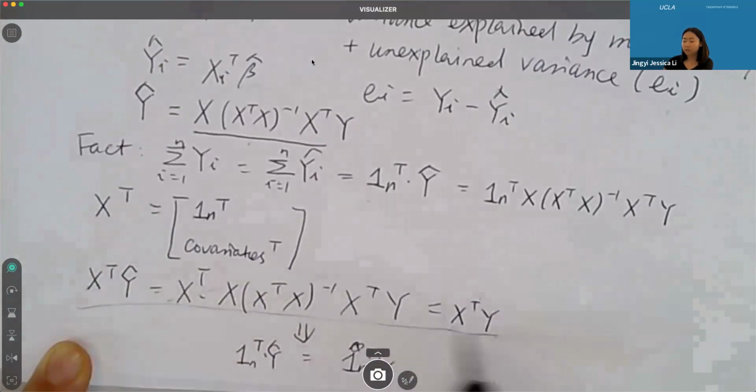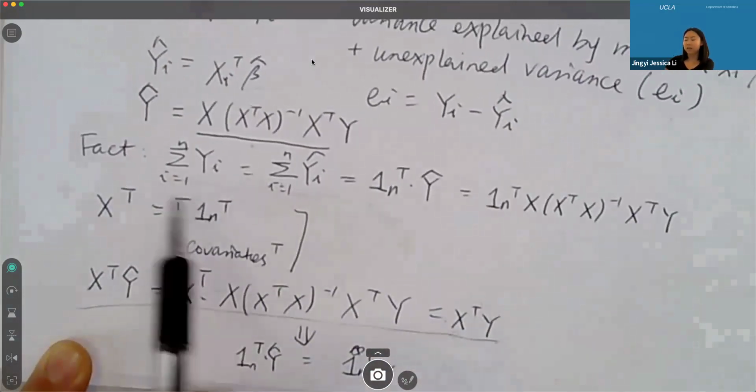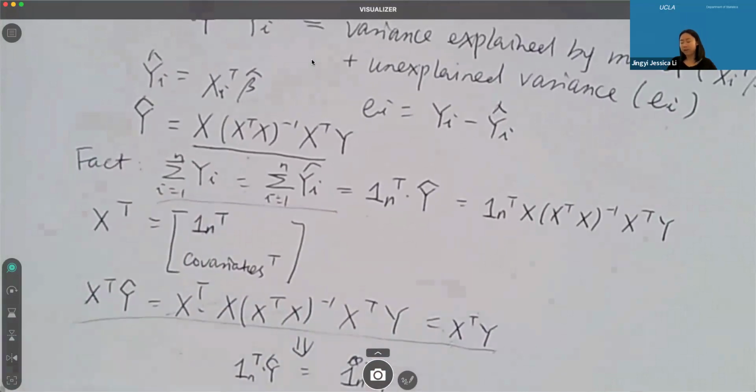So with this result, you can directly have this sum of yi equals the sum of yi hat. I hope this makes sense. Okay. Any questions?